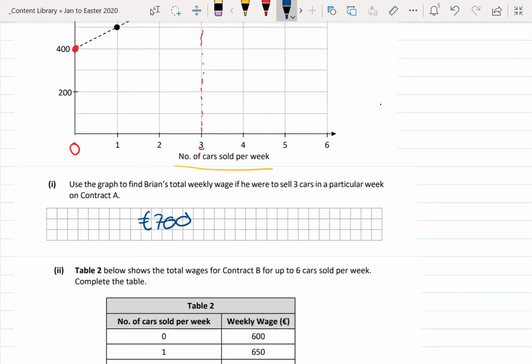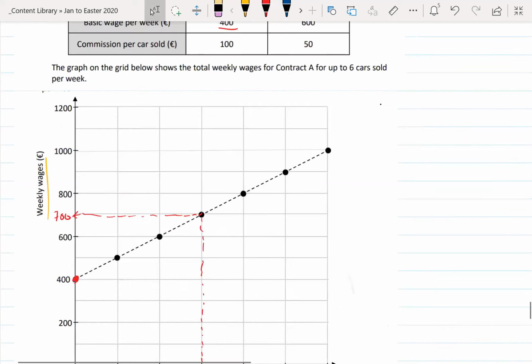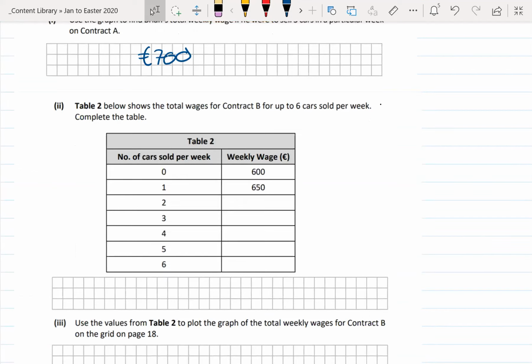Table 2 shows the total wages for contract B for up to 6 cars sold per week. Complete the table. So he's getting 50 euros, let's not forget, each time he sells a car on contract B. So we're just adding 50 each time.